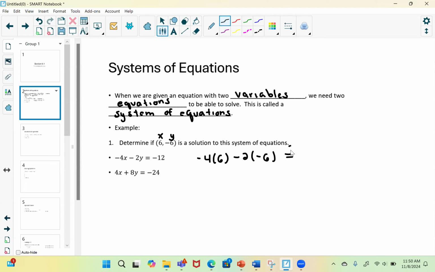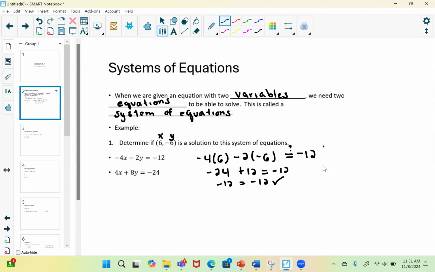And I'm going to see, does that equal, so I'll put a question mark, -12. Make sure you follow your order of operations. So -4 times 6 is -24. Then -2 times -6 is +12. And then we have -24 plus 12, which is -12, and that does equal -12. So that is a true statement. As long as it's a true statement, we have to check the other equation. If it was not a true statement, you could just stop and say, no, it's not a solution. But for it to be a solution, it has to work for both equations.